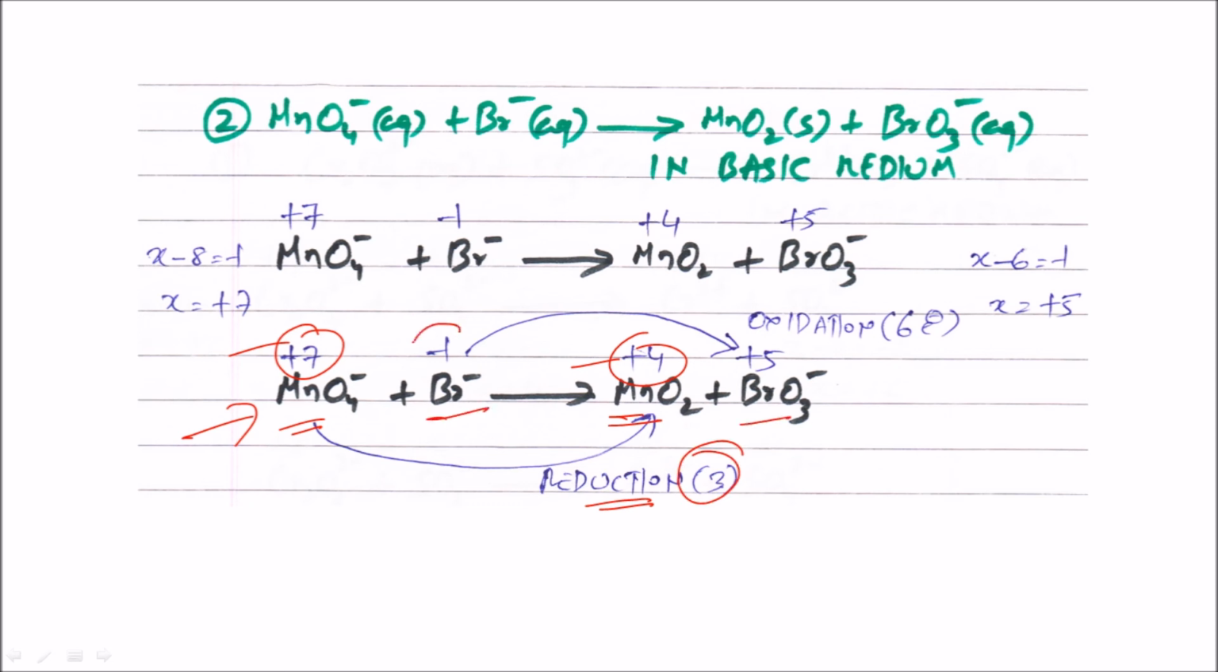Let us take the next one, bromide to bromate. The oxidation number changes from minus 1 to plus 5, so there is an increase in oxidation number, and increase in oxidation number we can call oxidation. And you can see the number of electrons: minus 1 to plus 5, so the number of electrons involved here is 6. So we got a reduction step and an oxidation step.